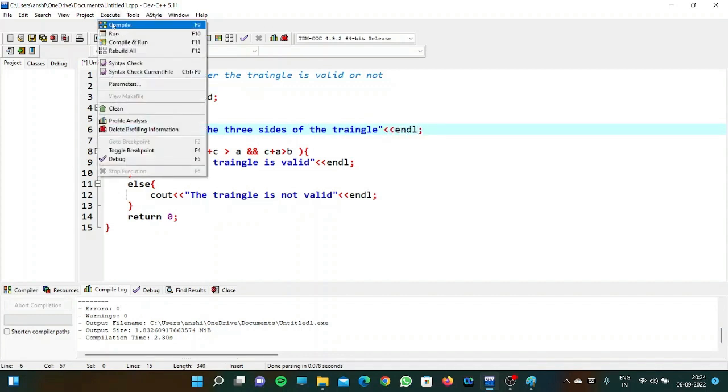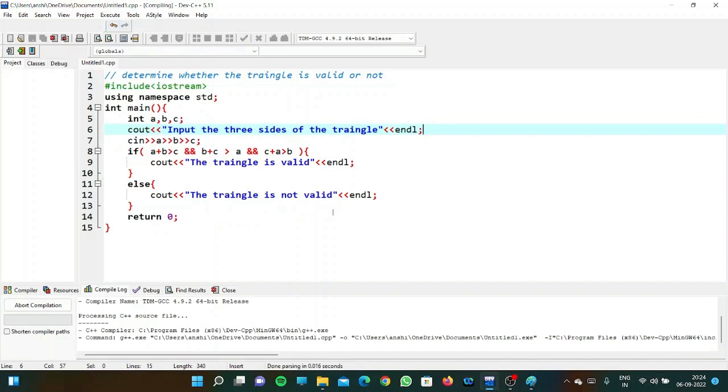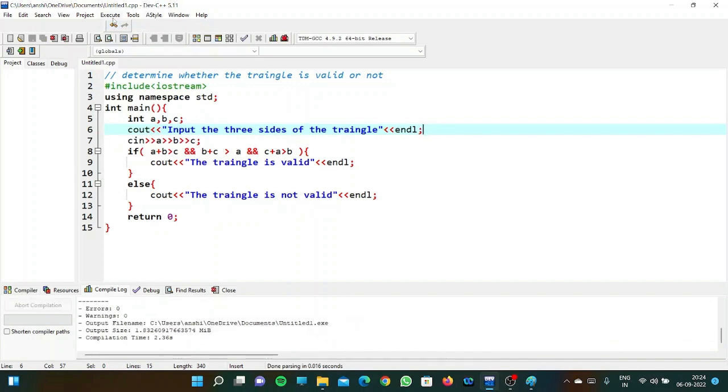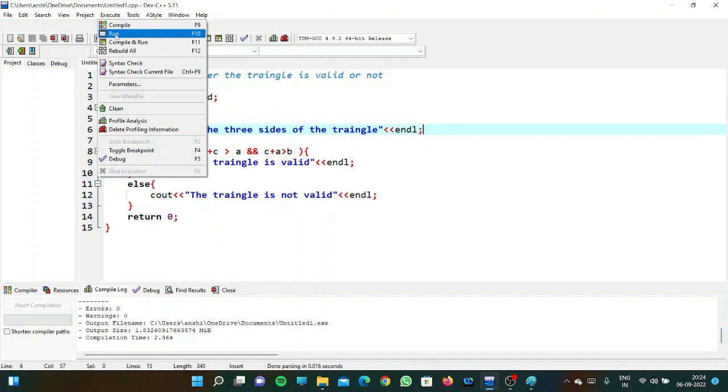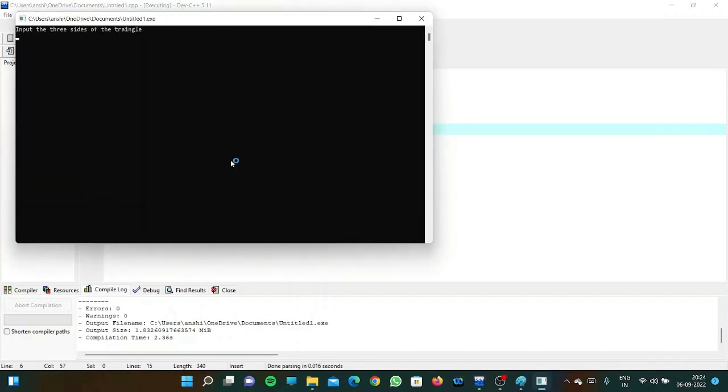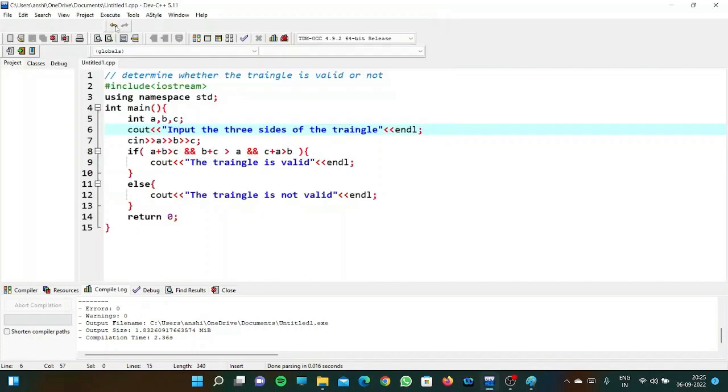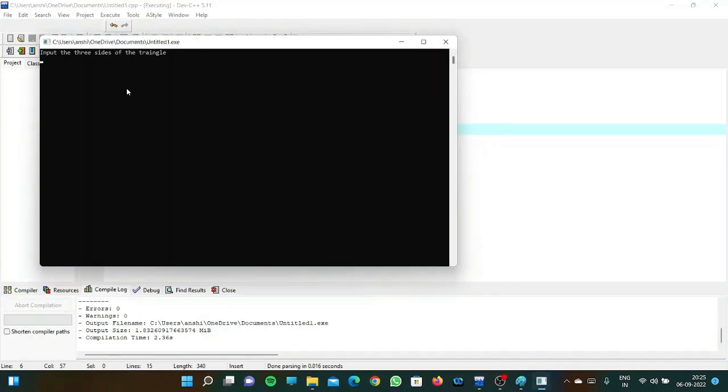Now again let's compile. I hope this compiles. Yes, it has compiled. Now let's run. 4 5 2. The triangle is valid. Now again let's run, and let's put two sides as 0, and third, the triangle is not valid. So this program we have done.